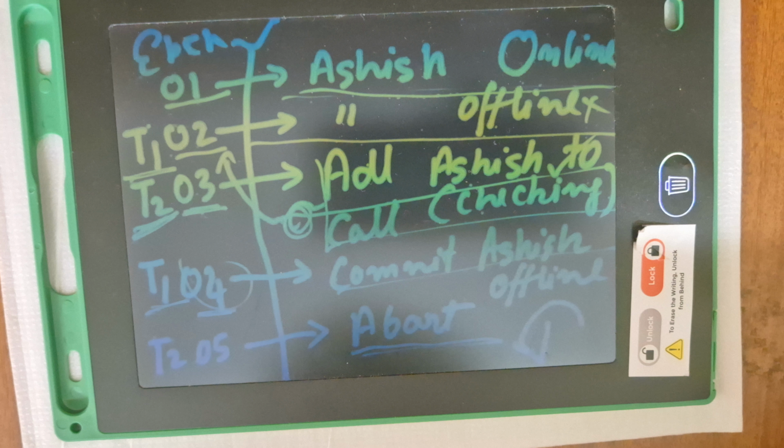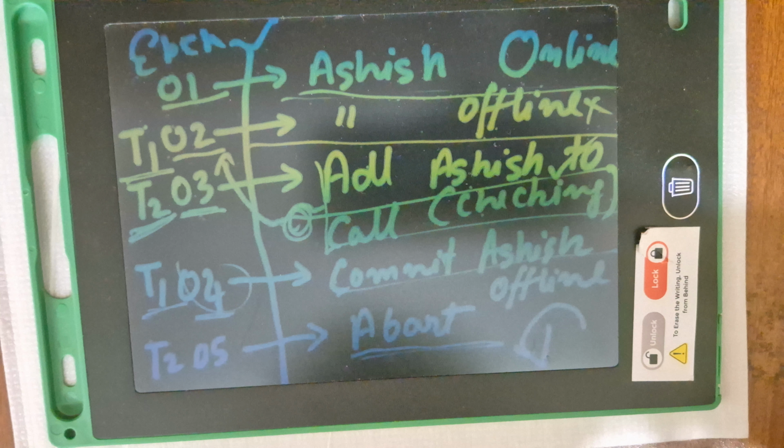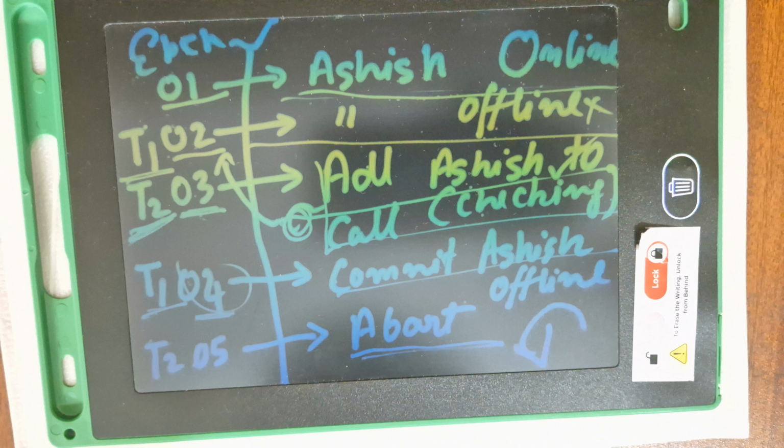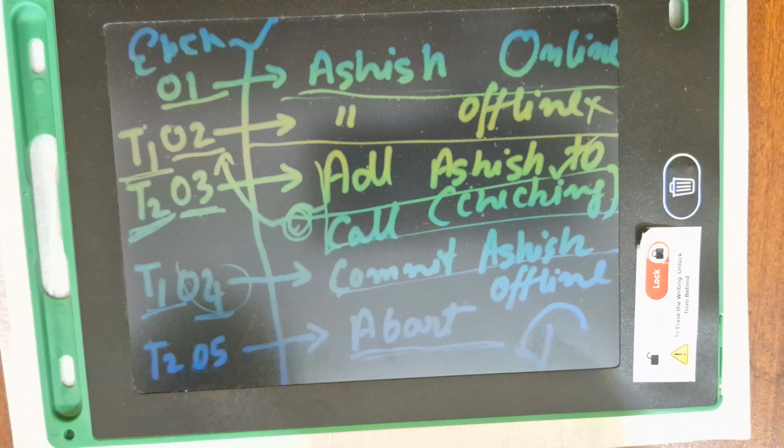Because if you track too many things, like 3 is also tracking 2, 4 is also tracking 2, 5 is also tracking 2, it will be overhead on the memory. And if you track too less, there can be a lot of false aborts, where you have to roll back too many times, even if it is not valid.